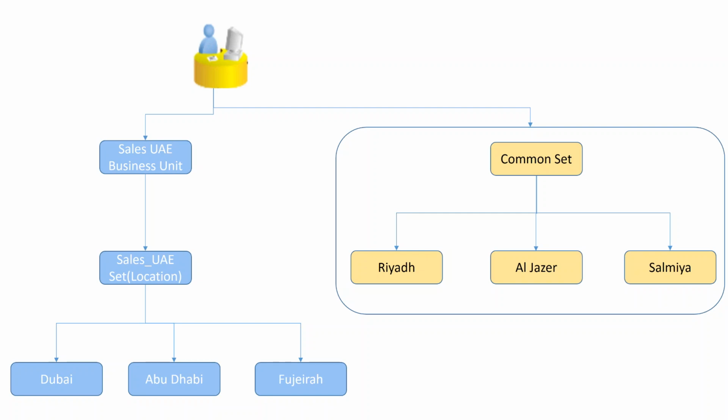Now, when you create an employee under the sales UAE business unit, then these locations will only be available to that employee. If you create an employee in the Saudi Arabia legal entity and business unit, these locations will not be available. So I hope you can understand the significance here: if you are doing implementations in different countries and only particular locations are available for that particular country, you should not be using them for another country or another business unit.